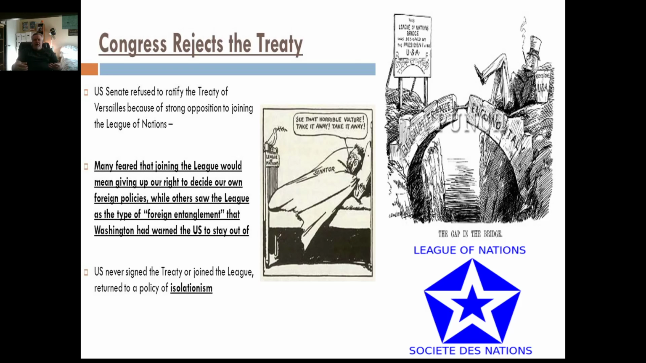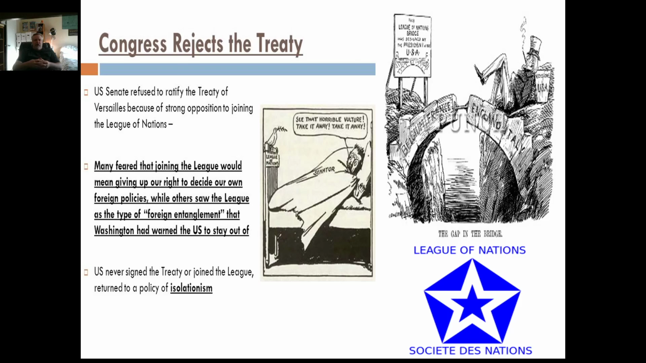Now, with the United States never joining the League of Nations, it never has the power and strength to do what it was supposed to do, to keep the peace. And for the entirety of its existence, about 20 years or so, it will more or less completely fall apart by the beginning of World War II. It's what they call a paper tiger. It has no teeth. It can't really do anything.